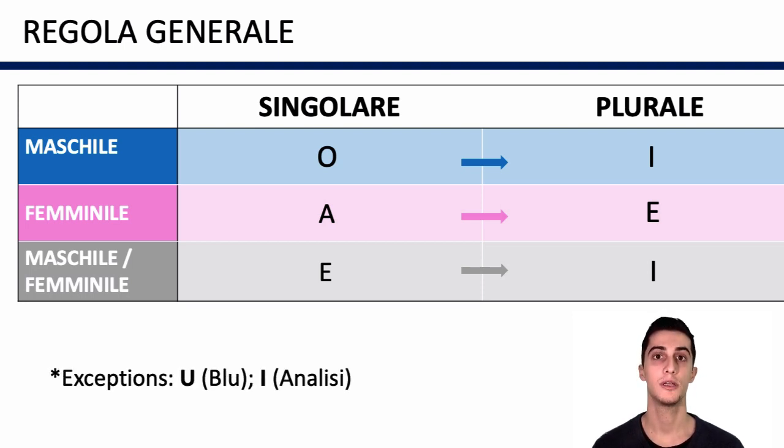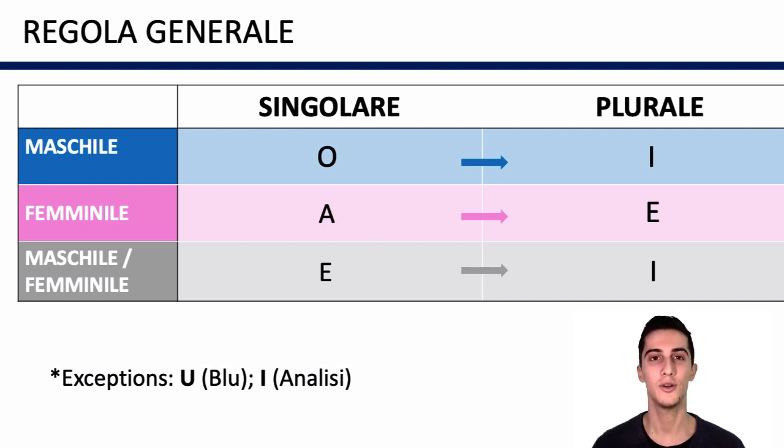There are a few exceptions. We have very few words that end with the letter U, like blu, and they remain the same. So it's going to be blu in the singular and blu in the plural. Same for the words that end with I. Analisi, analisi, which is analysis, analysis. They're going to remain the same both for the singular and the plural form. Having said that, 95% of the Italian words end with O, A, E in the singular form. It's very rare to find U or I.